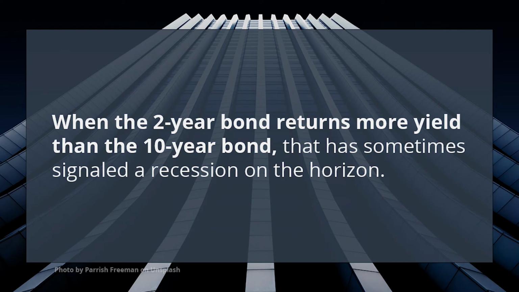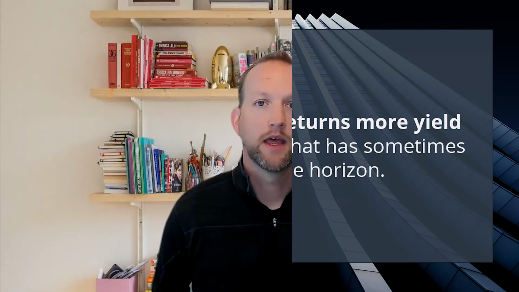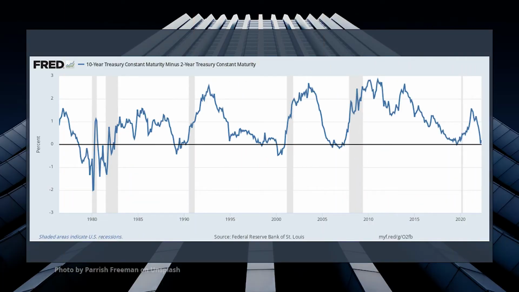When a 2-year bond returns more than a 10-year bond, what is referred to as an inverted yield curve, that has sometimes signaled a recession is on the horizon. Does this year's inversion mean anything? Well, one standalone data set, like the yield curve, is not enough to say. More context is needed. This gets to our next point on who else is involved here.